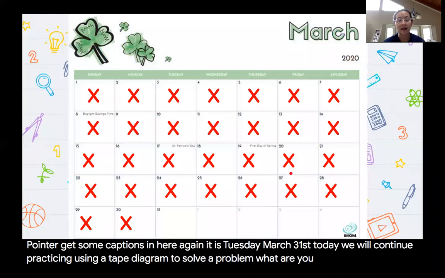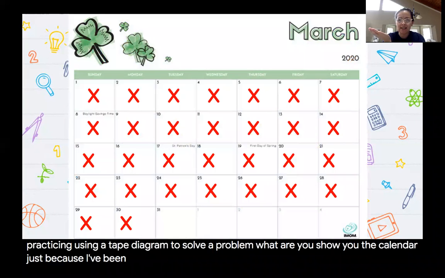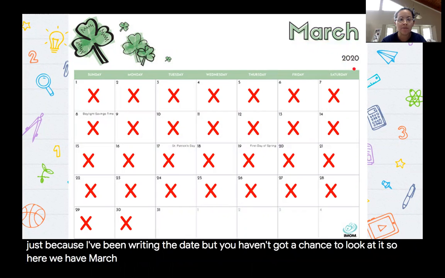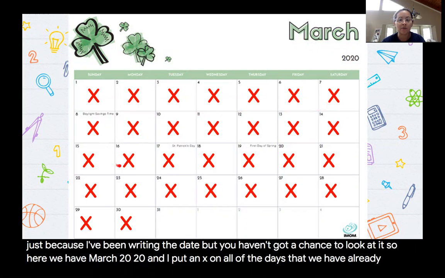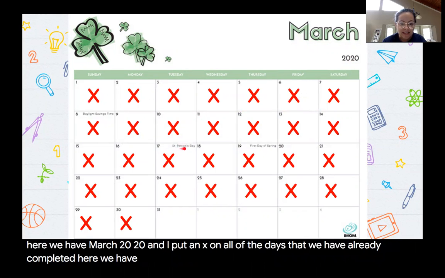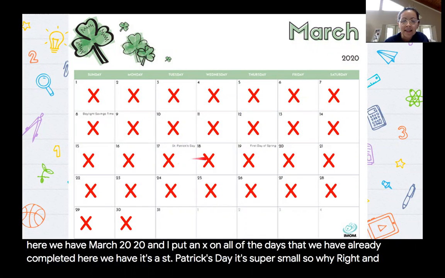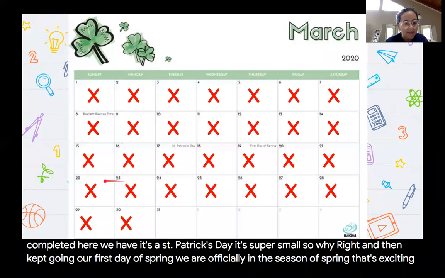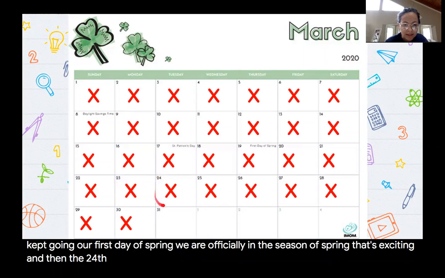I wanted to show you the calendar just because I've been writing the date, but you haven't got a chance to look at it. So here we have March 2020, and I put an X on all of the days that we have already completed. Here we have, it says St. Patrick's Day. It's super small. It was a while ago. Sad, it's over. All right, and then we kept going. Our first day of spring, we are officially in the season of spring. That's exciting.